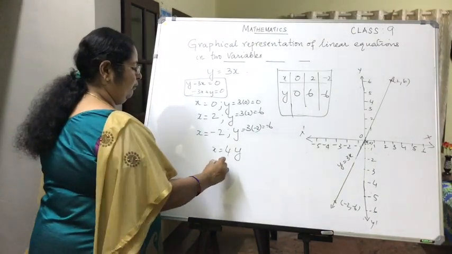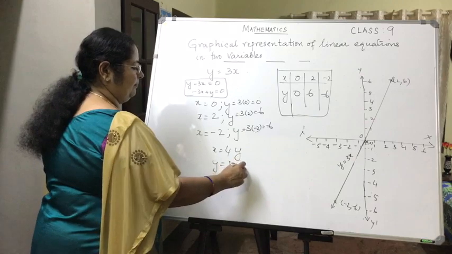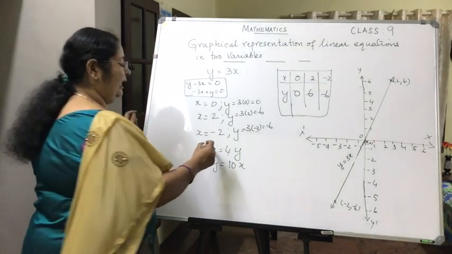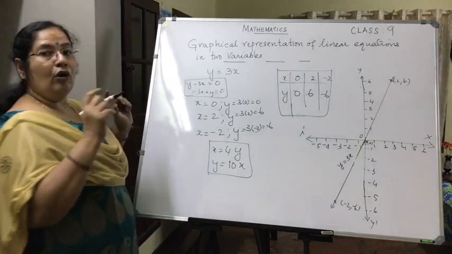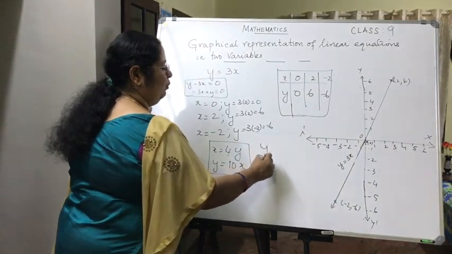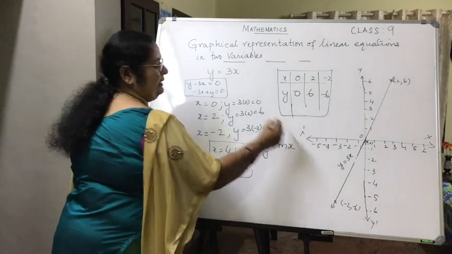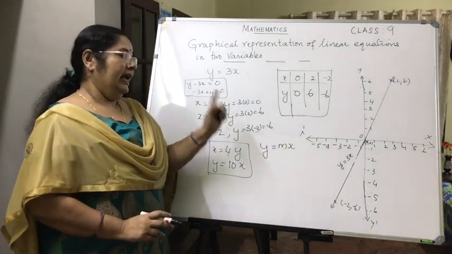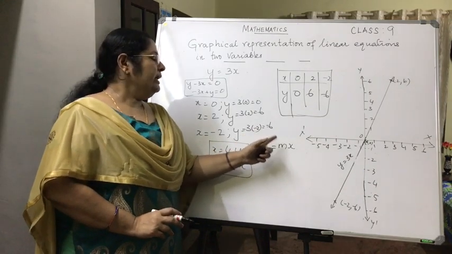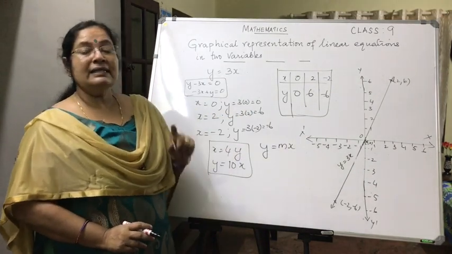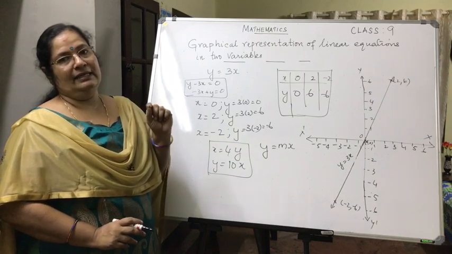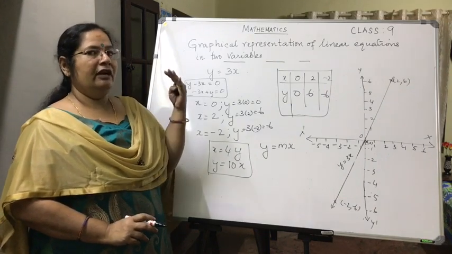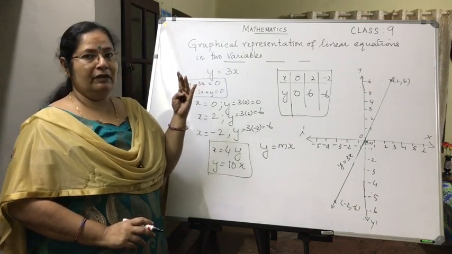Suppose it is y equals 10x. Here when x is 0, what is the value of y? 0. So any equation of the form y equals mx, where m is any constant. Any linear equation of the form y equals mx will pass through the origin. That is another general conclusion. So 4 conclusions we have learned for the graph of a linear equation.